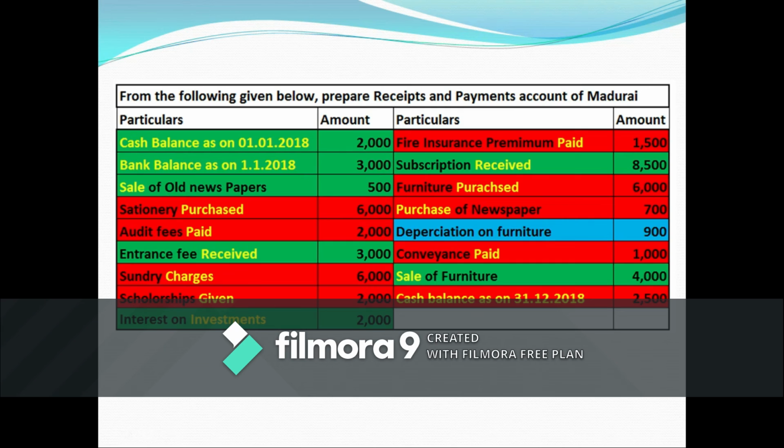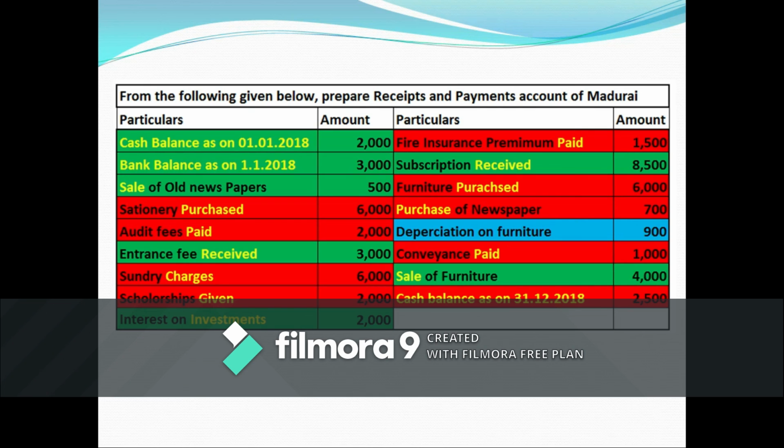Stationery purchase. Cash goes out. Audit fees paid. Cash goes out. That's why red. Entrance fee received. Here, interest on investment amount received, subscription received, sale of furniture. So those accounts the cash comes in, that's why highlighted in green. Here, sundry charges, scholarship given, fire insurance premium paid, furniture purchased, purchase of newspaper, conveyance paid. So those accounts the cash goes out, that's why highlighted in red.